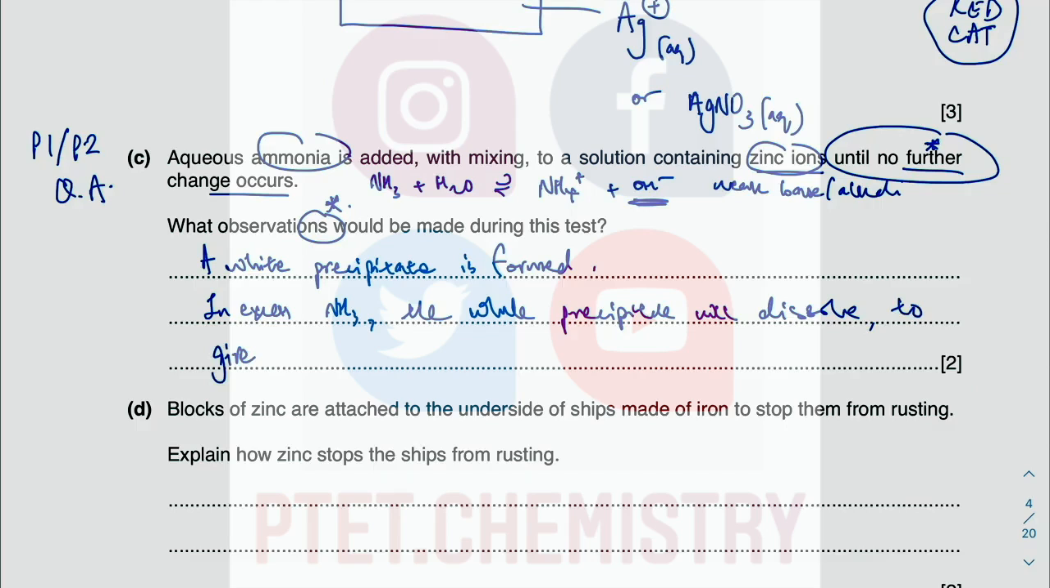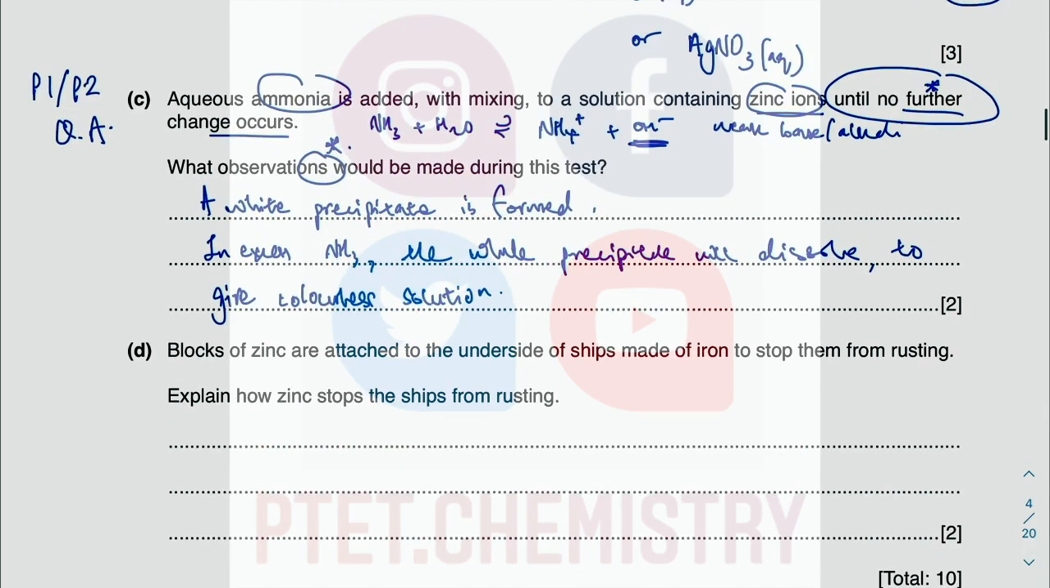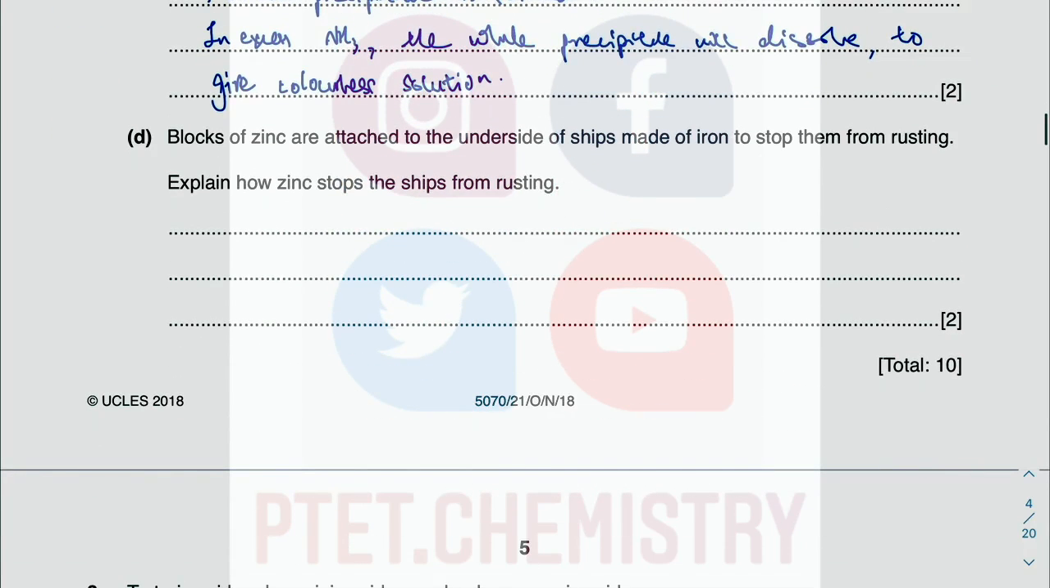Once it dissolves, you get a solution. It's no longer a precipitate, and then colors are very important. But here, the zinc doesn't form colored ions, so they just give you a colorless solution. So you know all this from your practical actually, but the theory also comes from practical as well.